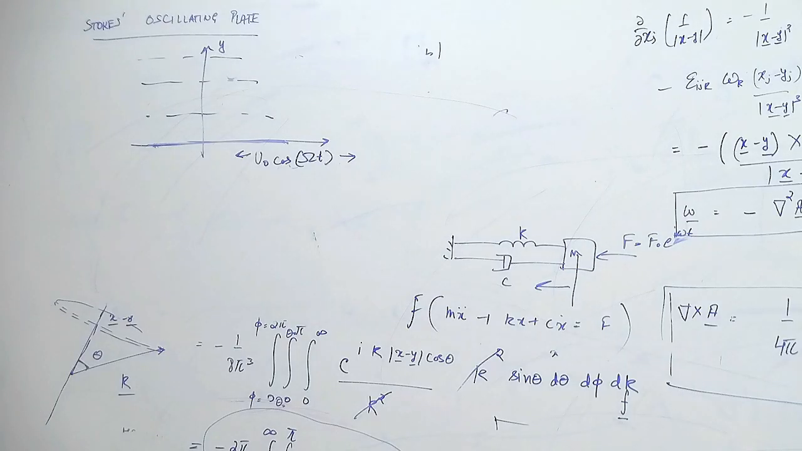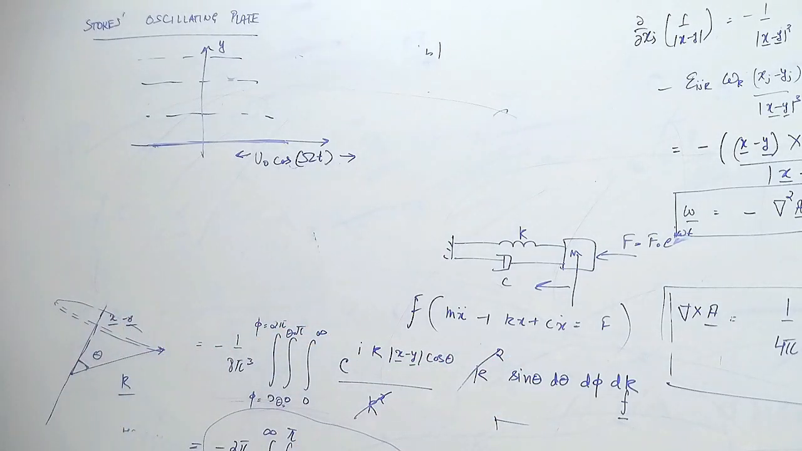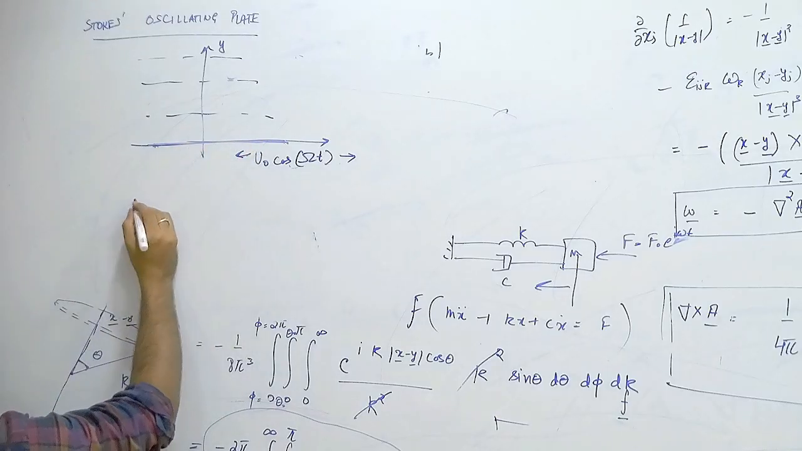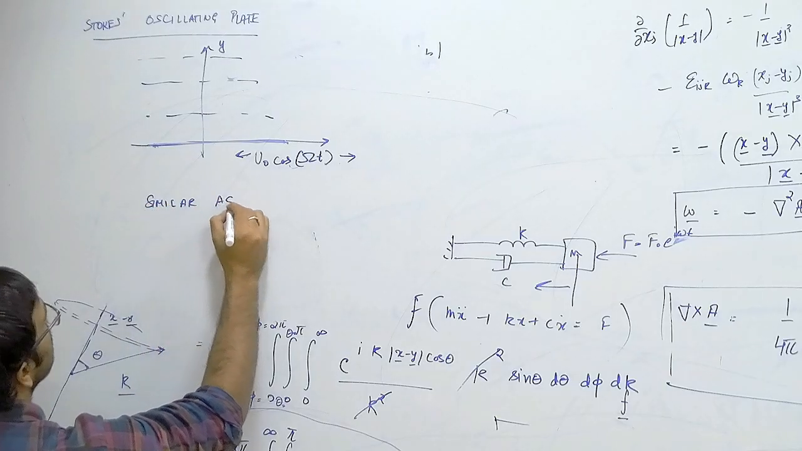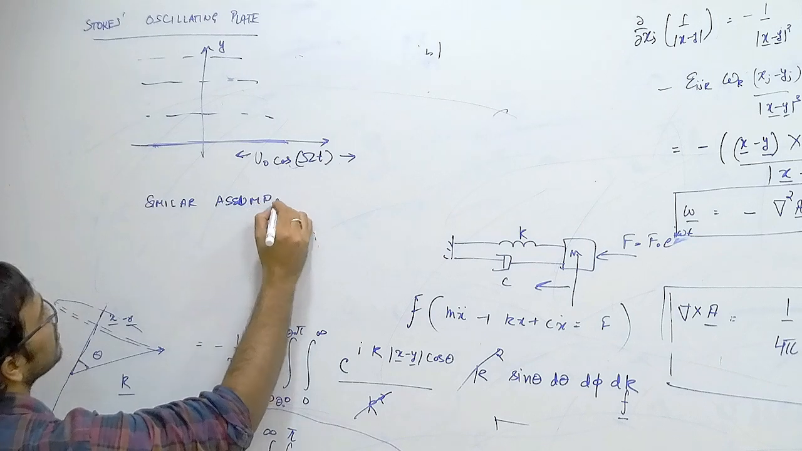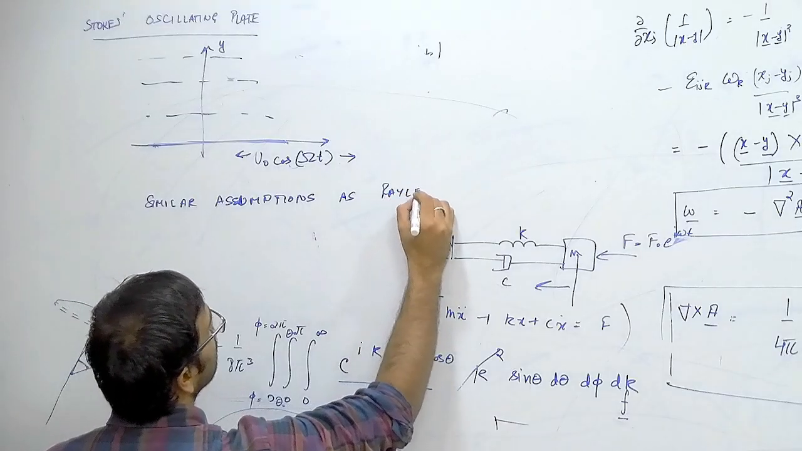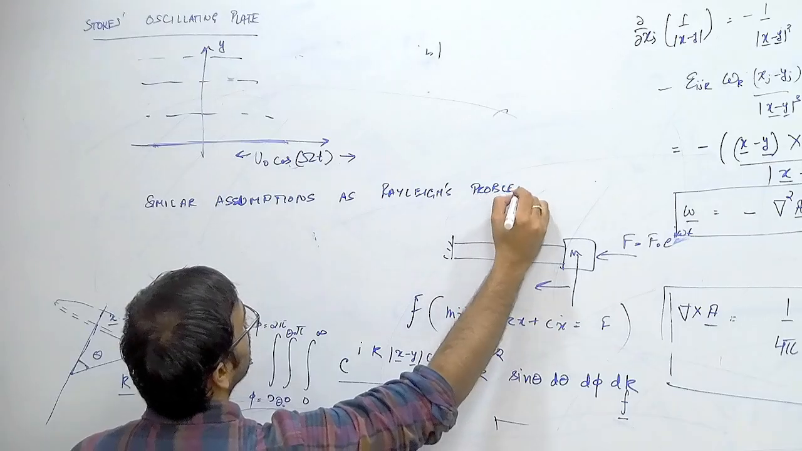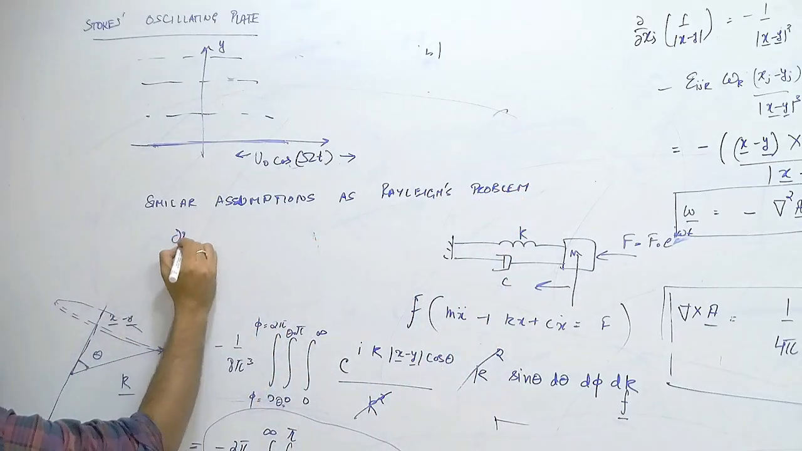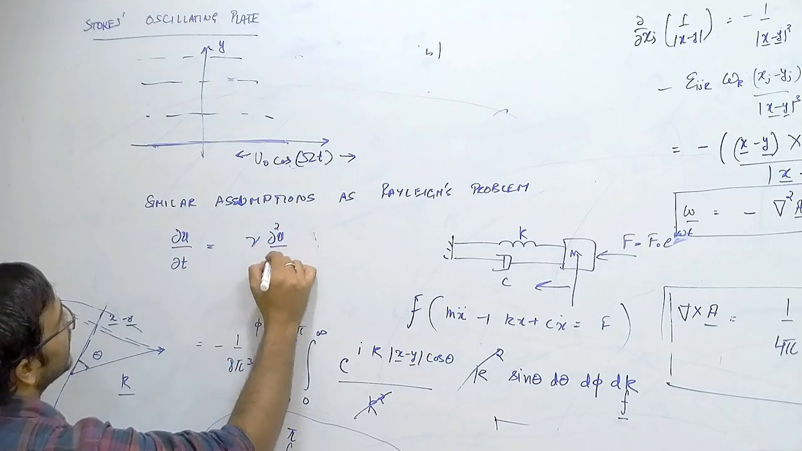Okay. So, the idea here is you assume that to be the solution. So, that is what we are going to follow here with all the assumptions that we have followed for Rayleigh's problem. Similar assumptions as Rayleigh's problem. We obtain the equation del u by del t equals nu del 2u over del y square.